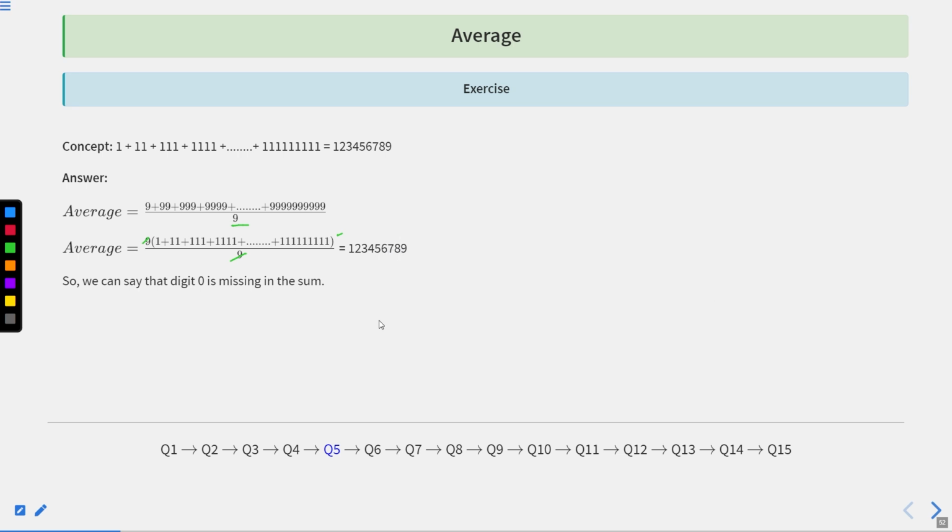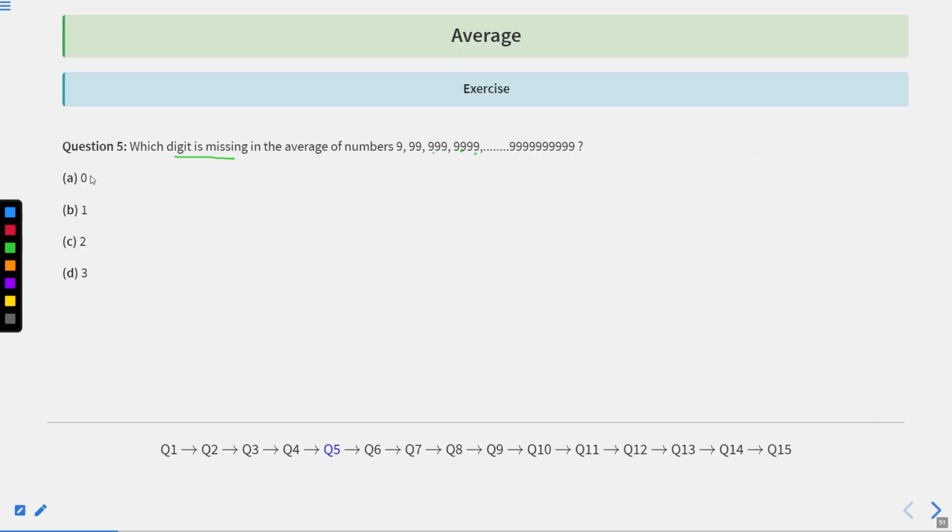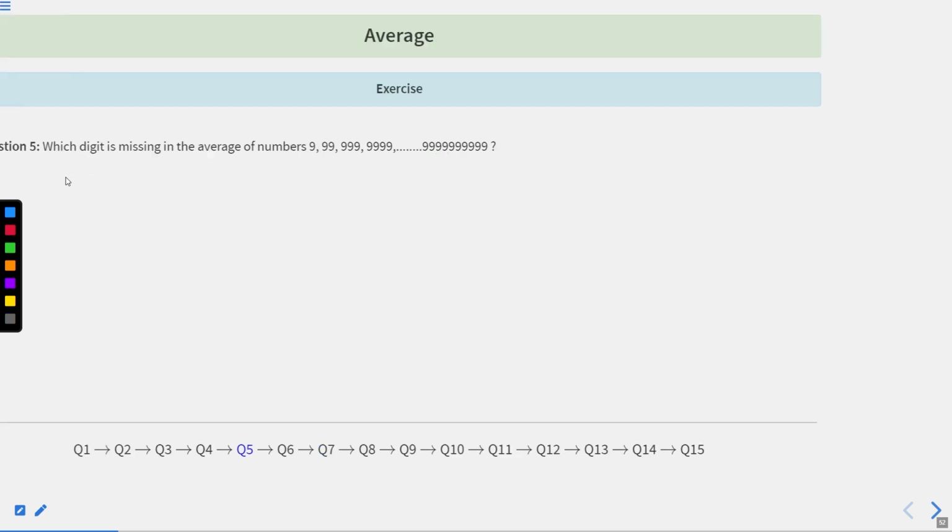So it is very easy to see that the digit that is missing in the average is digit 0. So 0 is not in the average. So the correct option should be option number A, that is 0.